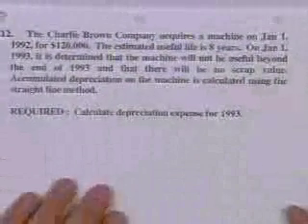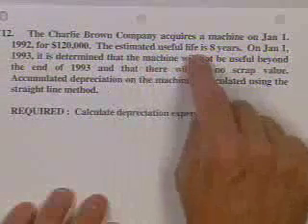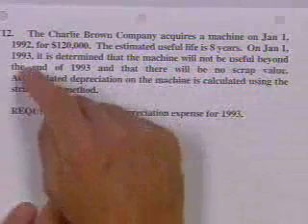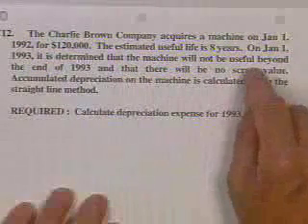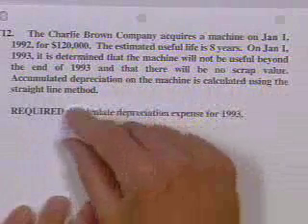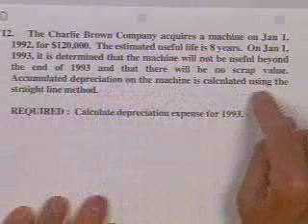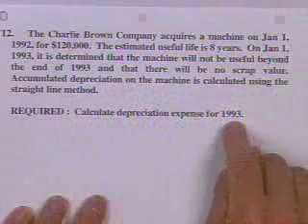Okay, next question, asset retirement, question 12. Charlie Brown acquires a machine on January 1st for $120,000. It's estimated to last 8 years. On January 1st, 1993, 1 year later, it is determined the machine will not be useful beyond the end of 1993 and that there will be no scrap value. Accumulated depreciation on the machine is calculated using straight line method. Calculate depreciation expense for 1993.